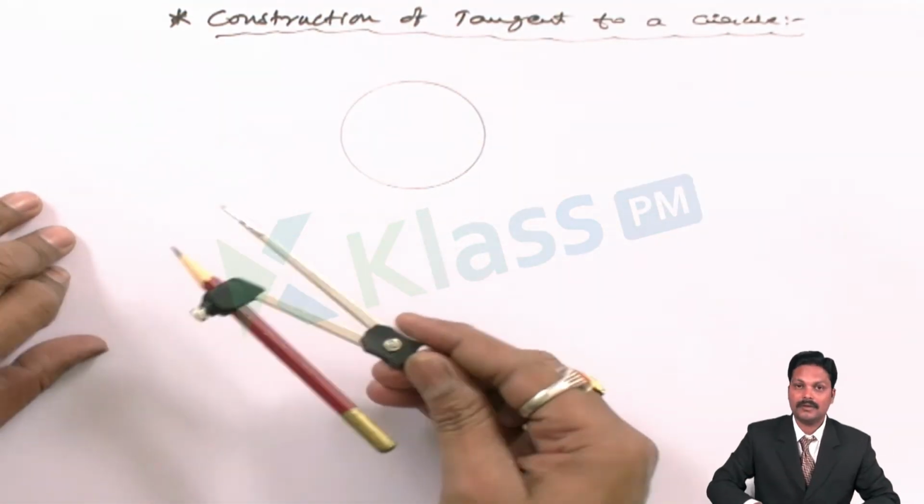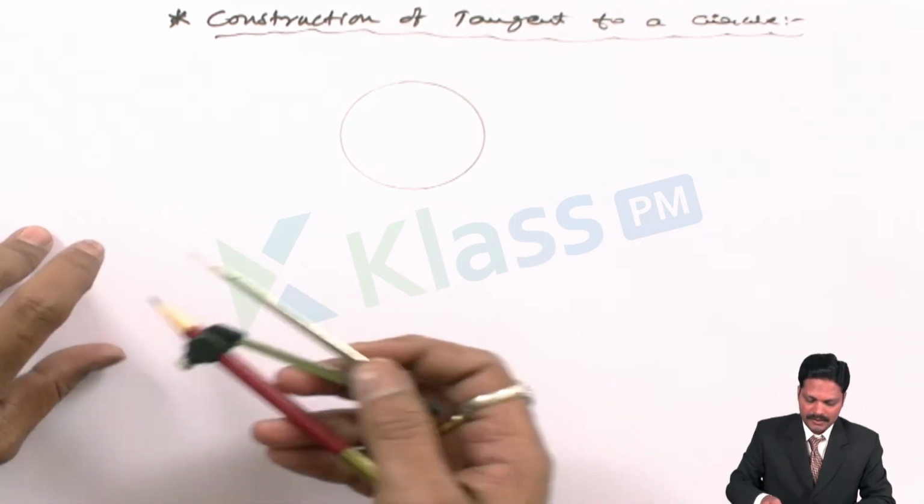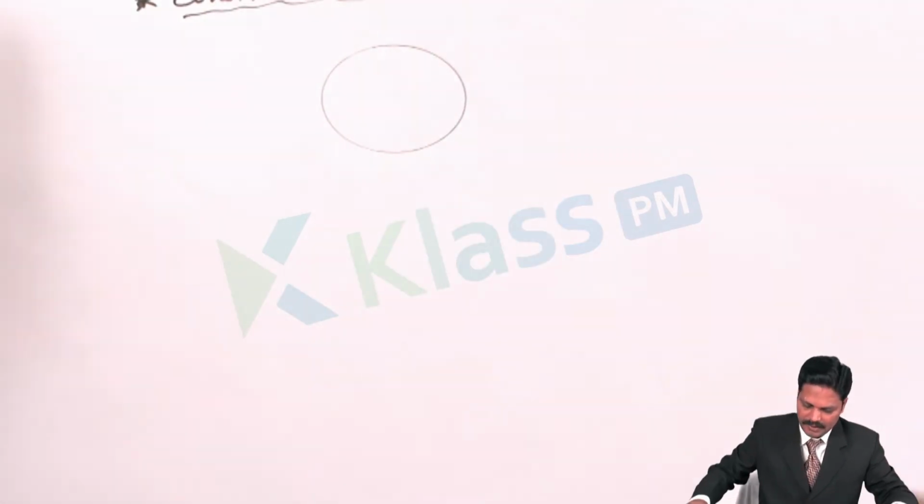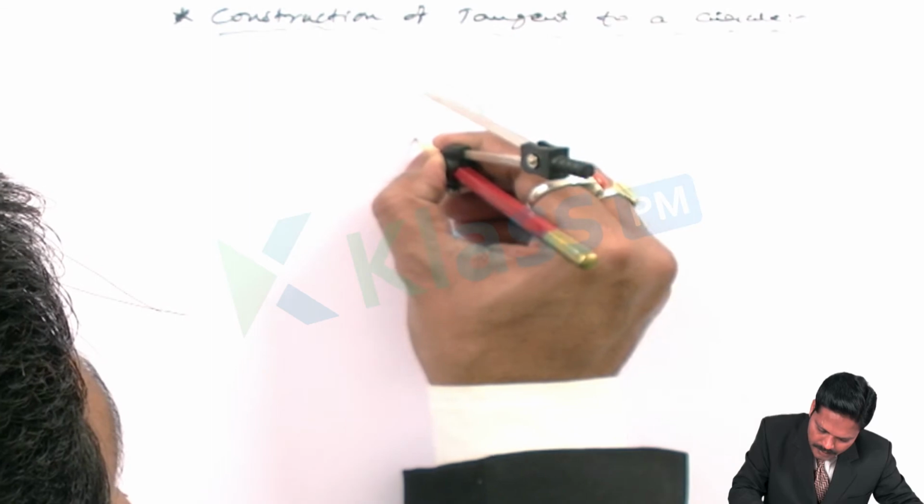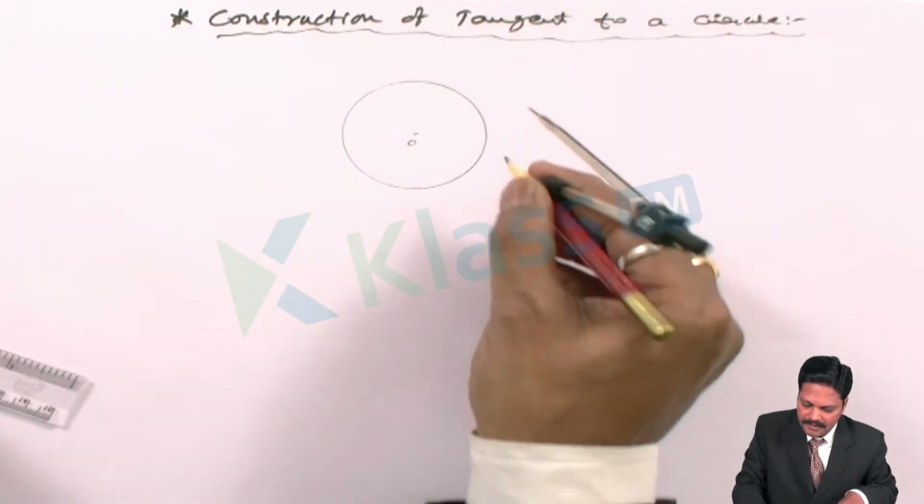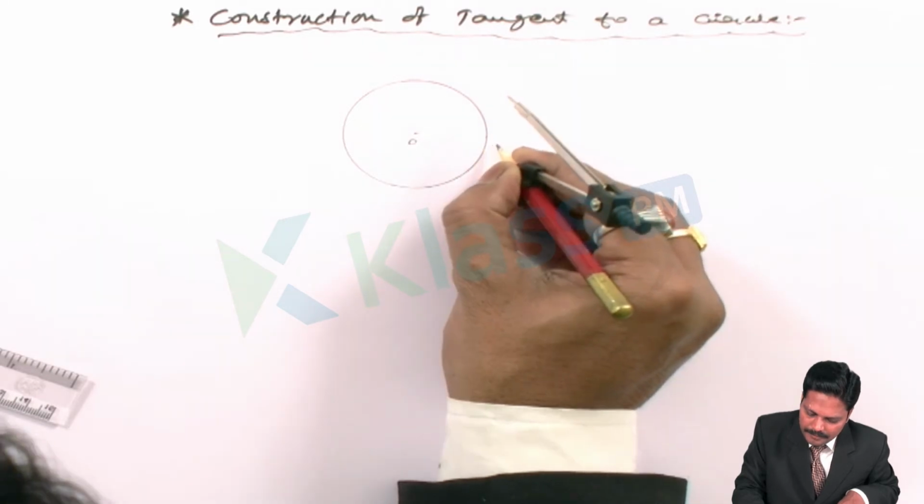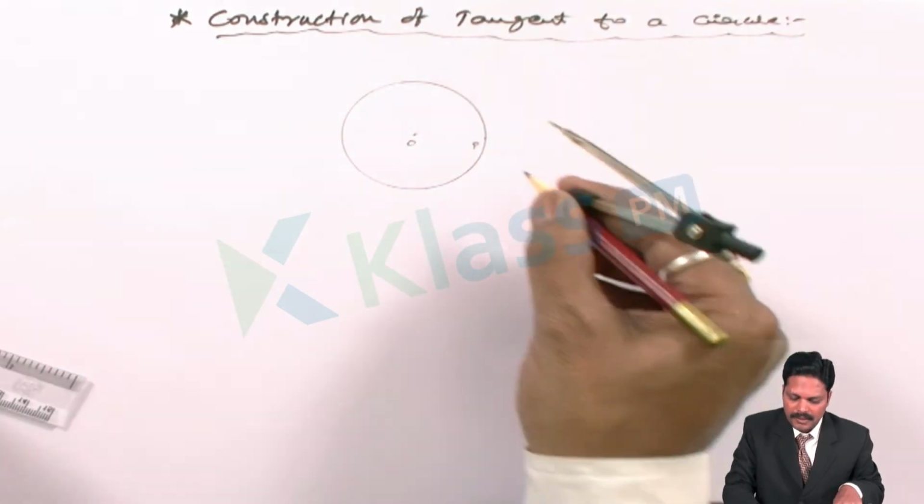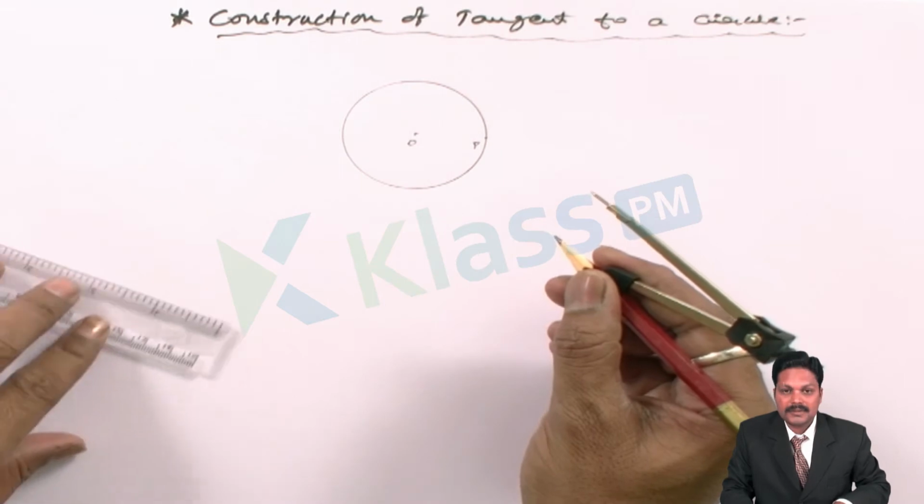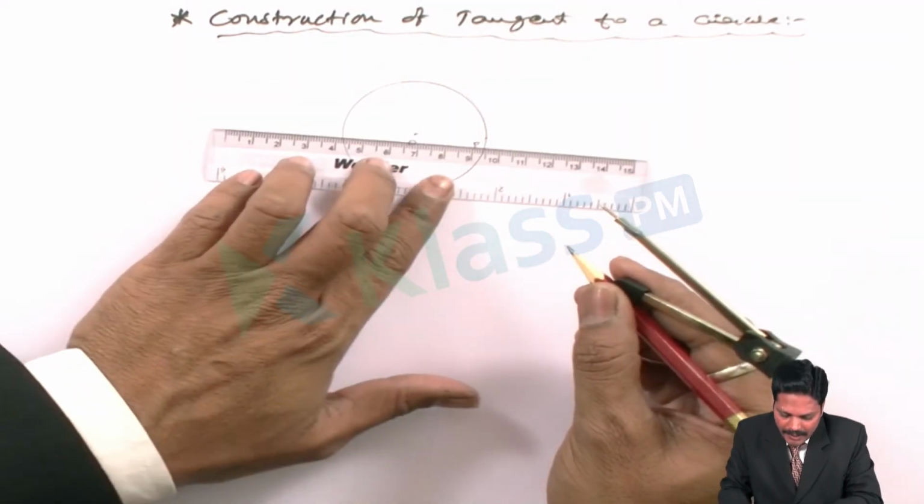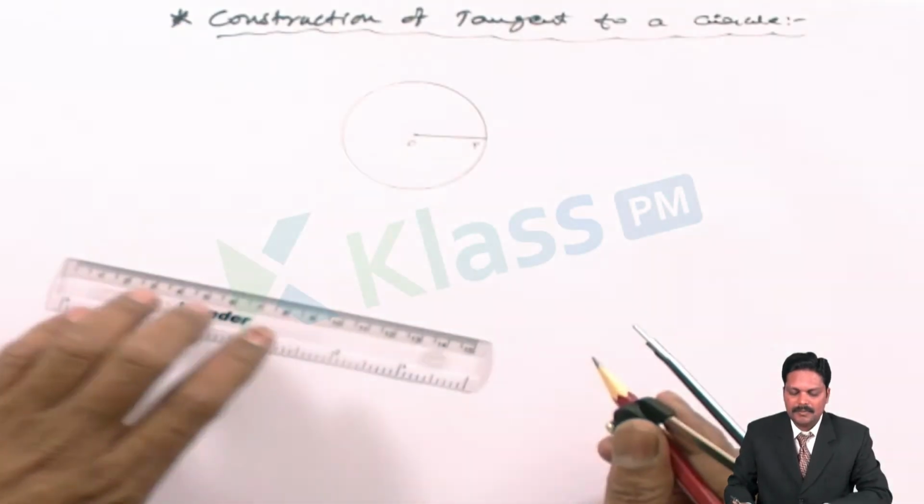Here I draw one circle. This is the center of the circle. We are taking this one as O, and I am taking one point on the circle as P. Now I am joining this. The radius is formed, OP.